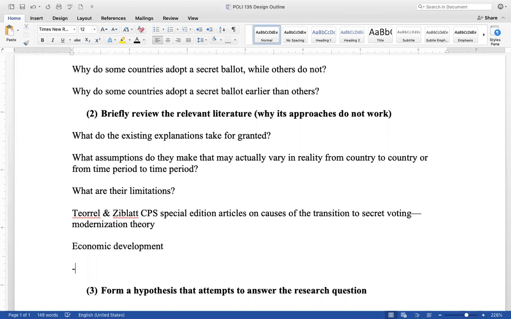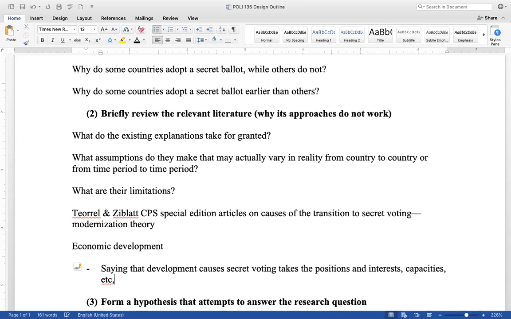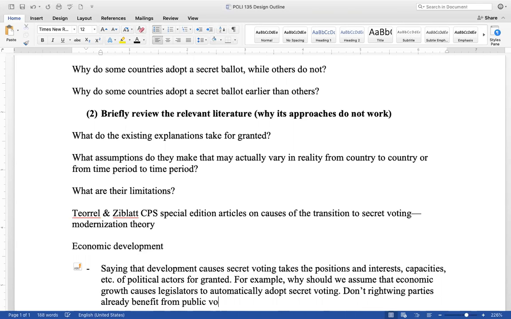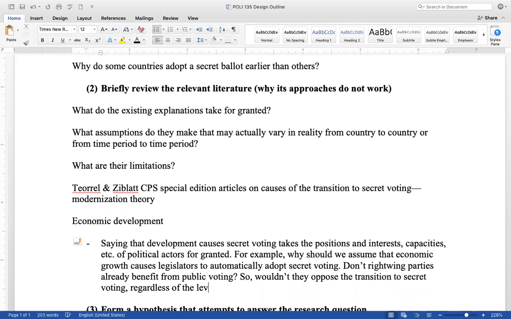Well, the problem is saying that development causes secret voting takes the positions and interests, capacities, etc., of key political actors for granted. For example, why should we assume that economic growth causes legislators to automatically adopt secret voting? Don't right-wing parties already benefit from public voting? So wouldn't they oppose the transition to secret voting regardless of the level of economic development?